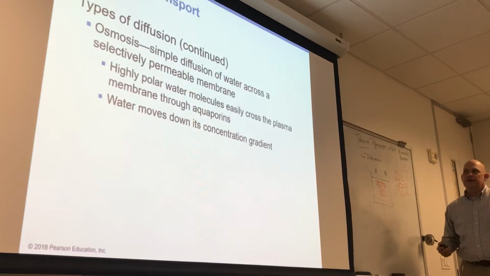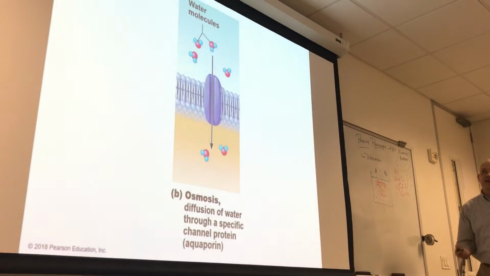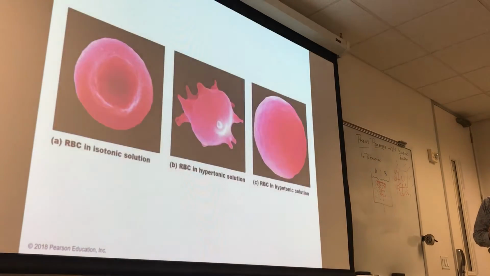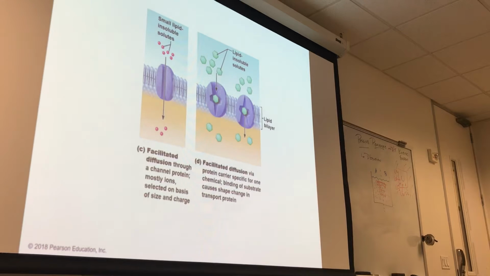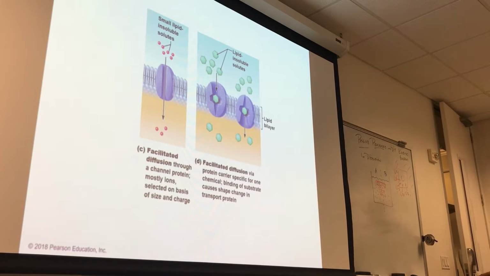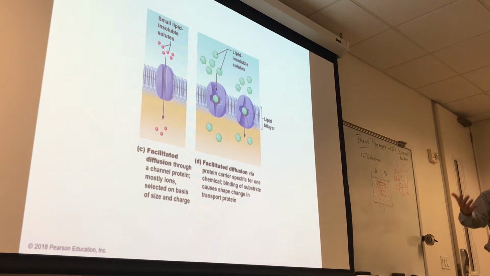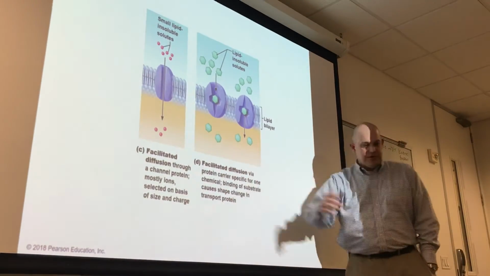On the same token, again, I'm going to come back to osmosis. There are times where we are moving particles across a plasma membrane that are not fat soluble. When we are moving something that is not fat soluble, what we need to ultimately do is use something to facilitate the movement of those particles in and out of the cell. And we refer to this as facilitated diffusion.